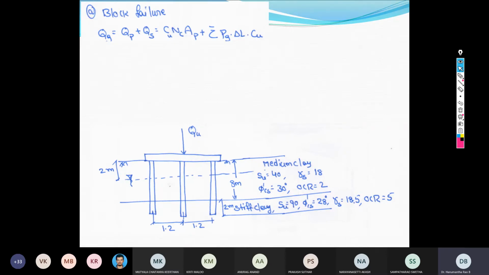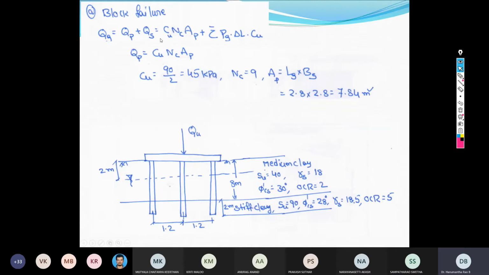All right. Now let us calculate the very first one, the point bearing capacity, treating the pile group as failing in a block failure mode. So Qp is equal to Cu Nc into Ap. Since the undrained shear strength of the soil has been given as 90 kilopascals, the cohesion is nothing but 90 by 2, that is 45 kilopascals. Since it is a clay and for a deep foundation, Nc can be taken as 9.